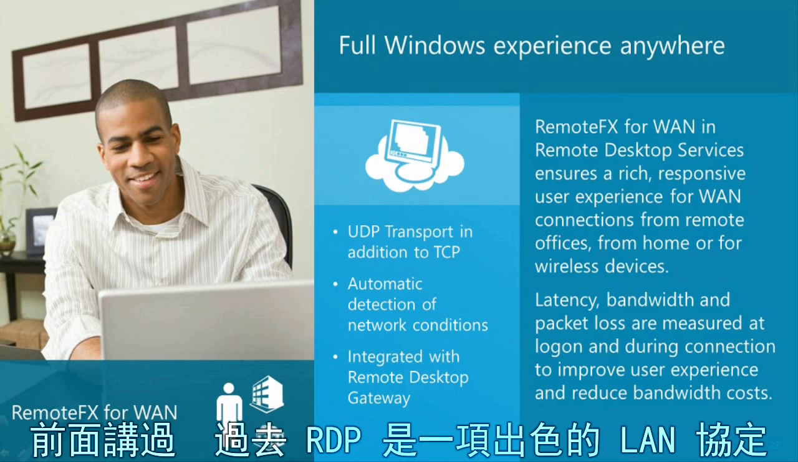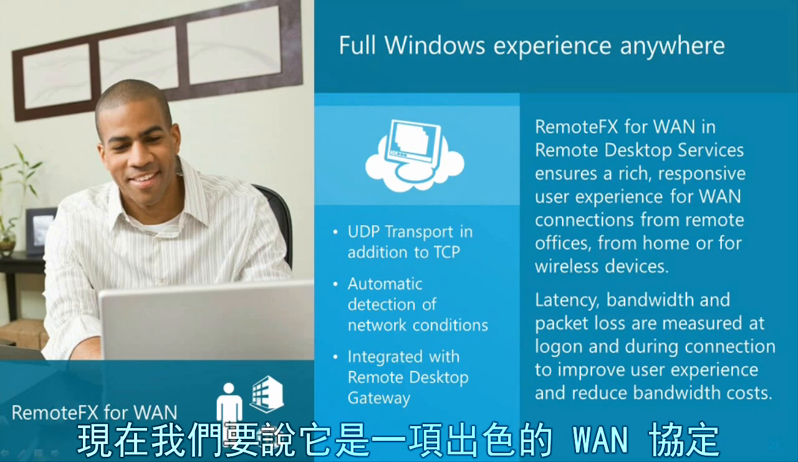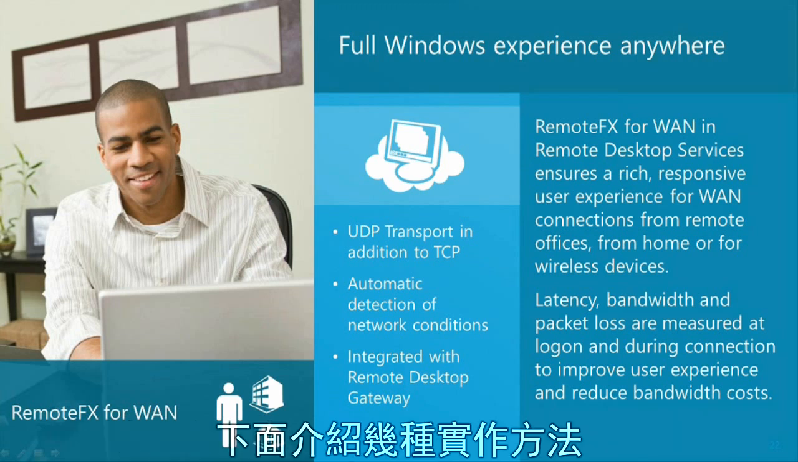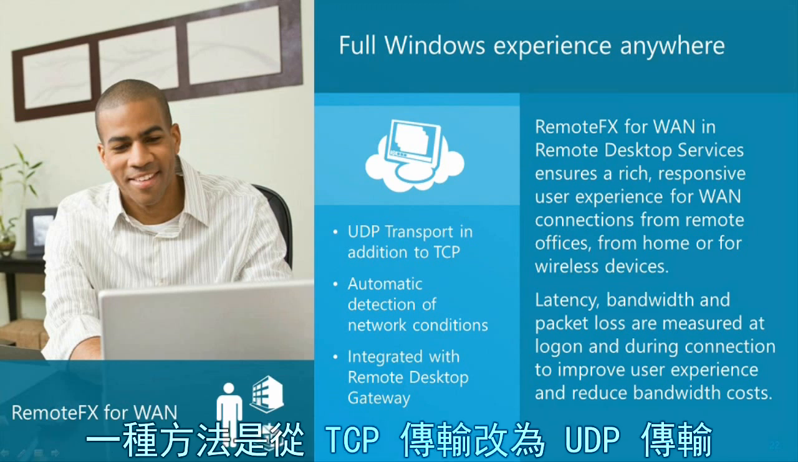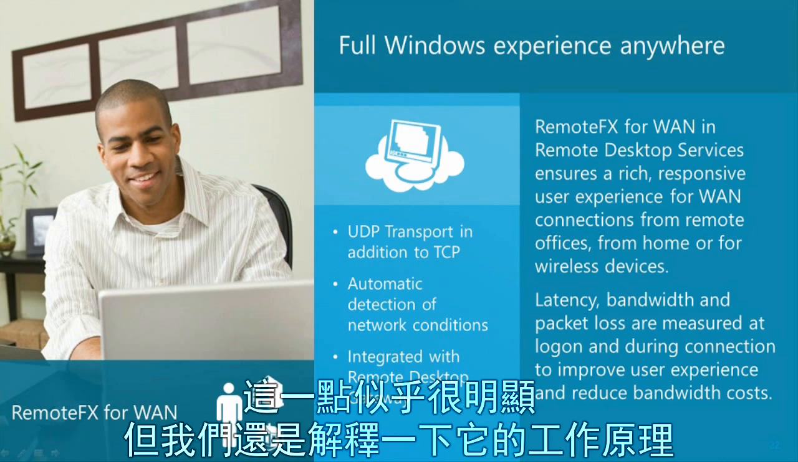There's been a tremendous amount of work in Server 2012 with what we call RemoteFX for WAN to make that a great experience. There's a few different ways that we've done that, and I want to talk about some of those. As I said, in the past RDP was a great LAN protocol. We're now saying it is a great WAN protocol. One way is allowing the change in transport from TCP to UDP. It seems like an obvious thing, but let me explain how that works.